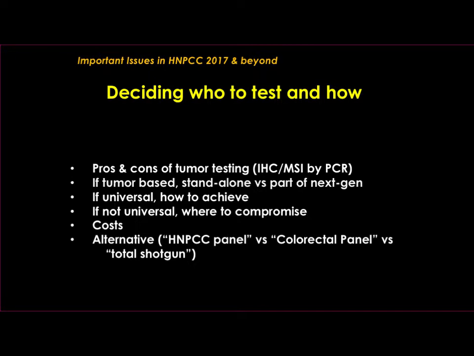If the testing is not universal, where do we compromise? Do we cut people off at 70? Do we ignore those with a negative family history? Who knows? What does it cost, and what are the alternatives?